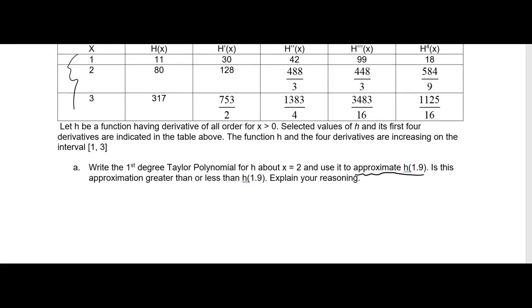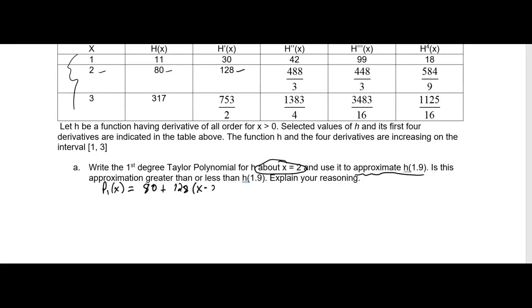All right, so first degree Taylor polynomial, we'll do p sub 1 of x. Since we're going to be doing this about the x value of 2, we're going to be using the second row here. We would want our functional value at 2. So here's 2. Here's our functional value. Then we would want our first derivative value at 2. So that's 128.